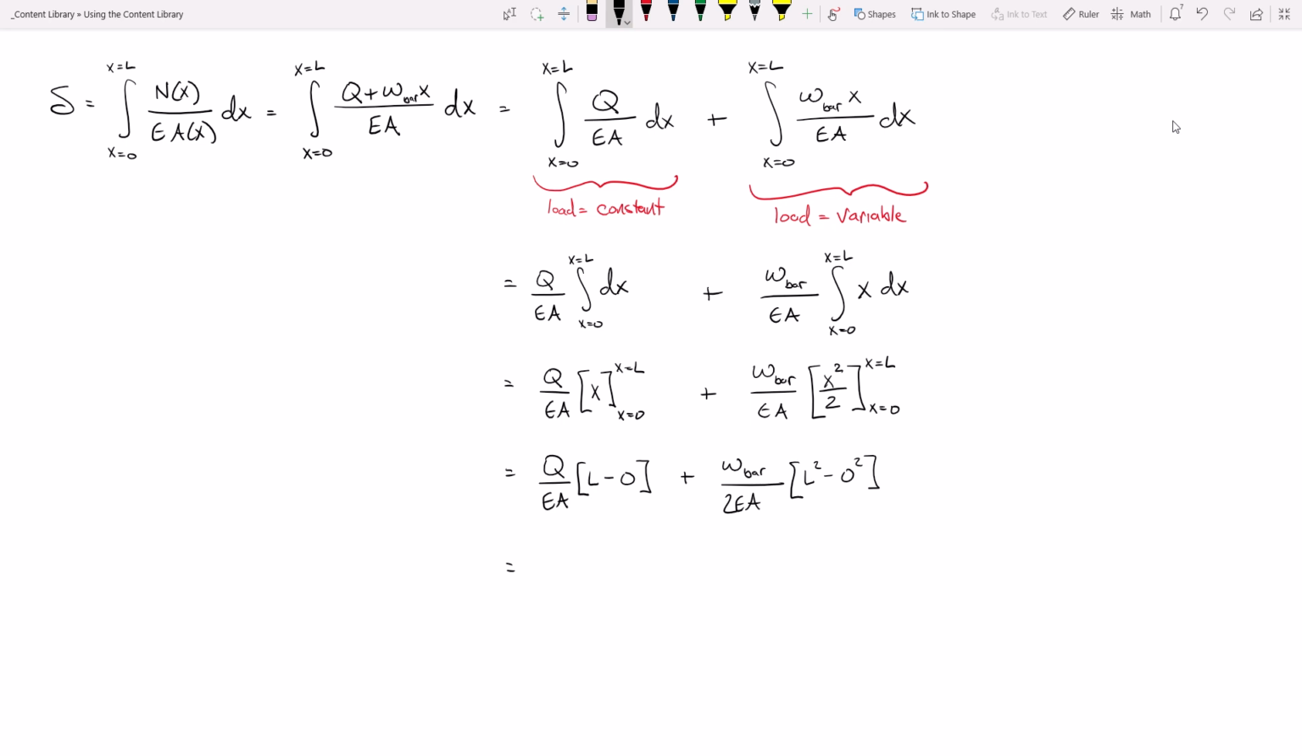What do I get here on the left? I get QL over EA plus W bar L squared over 2EA. So, before we start plugging and chugging, look at this. What happened over here on that integral on the left? We had a constant load and a constant area. So what did it reduce to? PL over EA, right? It's just Q instead of P, but it's the same formula. The integral on the right contained the variable component. So that PL over EA formula doesn't work over here because the load changes as a function of length, so we get a different expression.